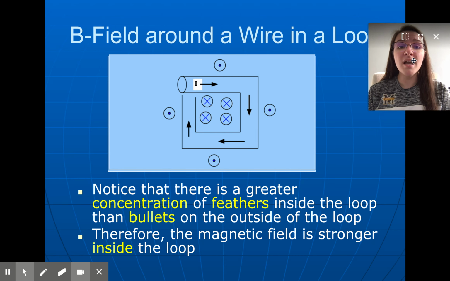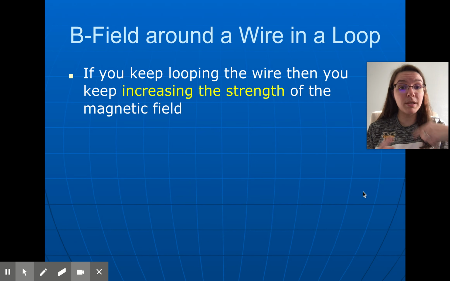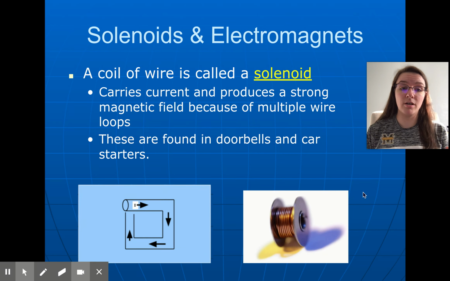If I have a wire in a loop, let's just imagine this for a second. Here's my wire that's in a loop. On the inside, I've got 4 feathers. On the outside, I've got 4 bullets. Everything matches up, but the inside is a much tighter space. There's not as much room to have those 4 feathers, so they are more highly concentrated than on the outside. That means inside of this loop, the magnetic field is going to be stronger. So if I keep looping more wire, then I'm going to keep increasing the strength of the magnetic field, and the inside is going to become a very strong magnetic field.